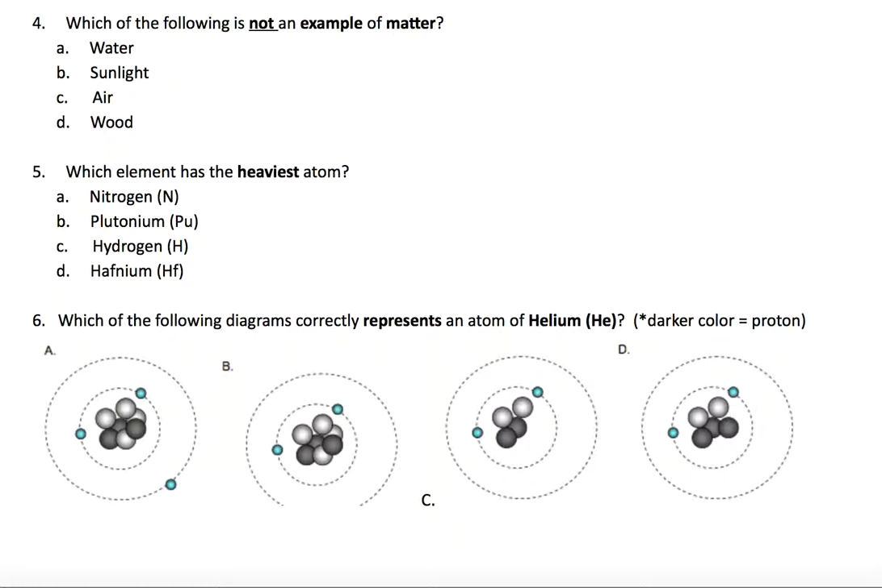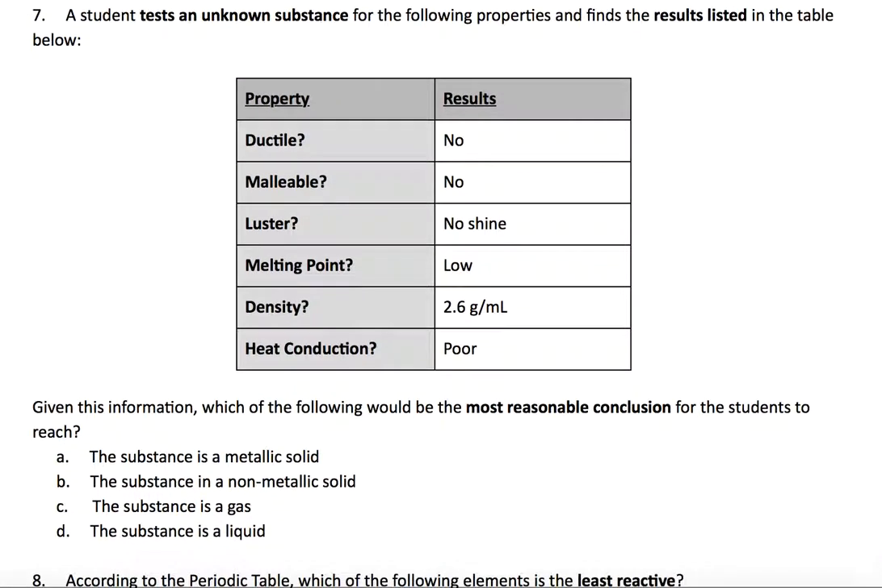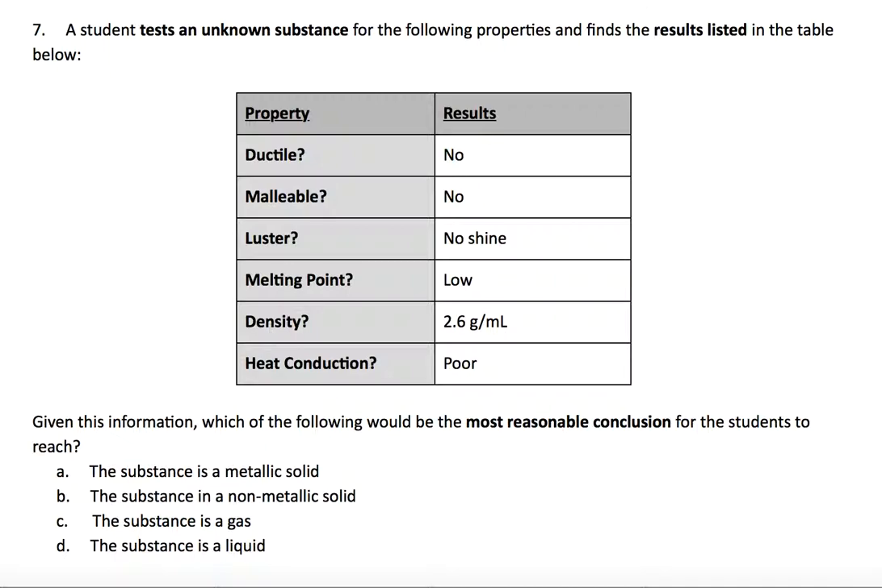Question 6. Which of the following diagrams correctly represents an atom of helium? Notice that the darker color in the middle are the protons. A, B, C, or D. Question 7. A student tests an unknown substance for the following properties and finds the results listed in the table below. Given this information, which of the following would be the most reasonable conclusion for students to reach?